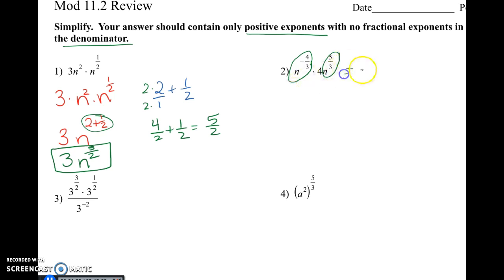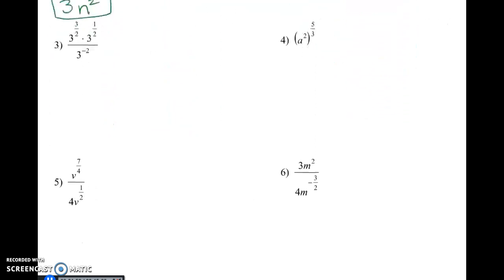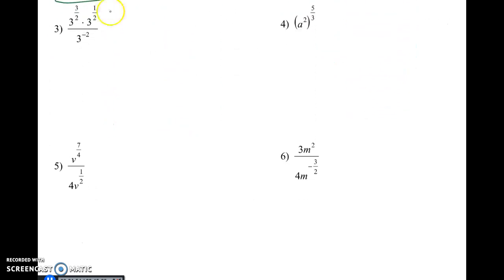So I'm going to rewrite this as 4 times n, and then what do we do with our exponents like we did on number 1? We add our exponents. So negative 4/3 plus 5/3, and I get 4 times n to the power of negative 4 plus 5 is 1/3. And there we go. So for number 3, I'm going to simplify the tops first.